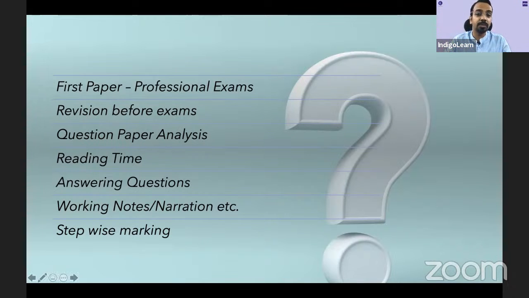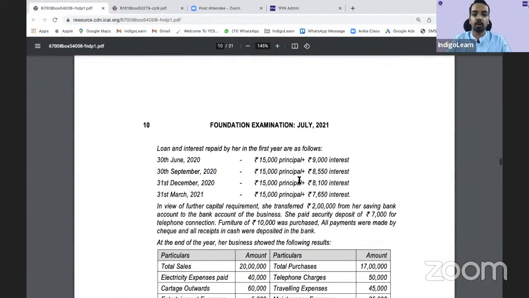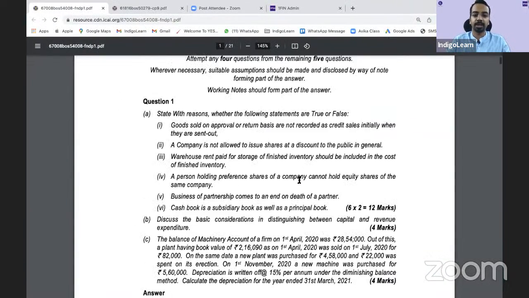Okay, now let me take you through a recent paper. We'll run through that so that you get an idea of how you should approach a paper. Okay, so let me just share this paper with you. Yeah, so this is the July 21 paper. I picked up the recent one.